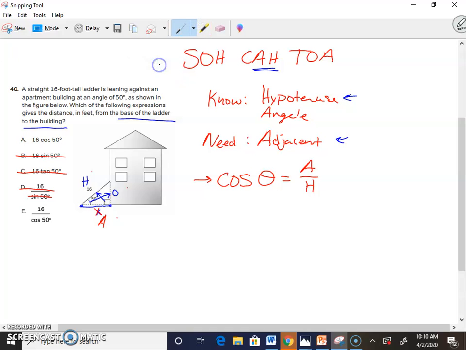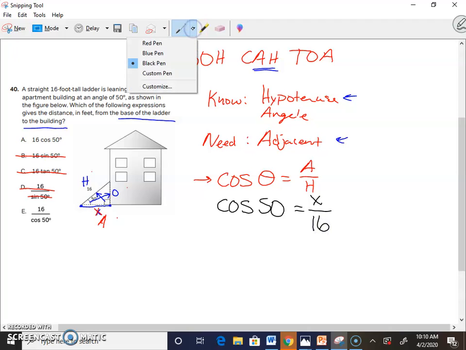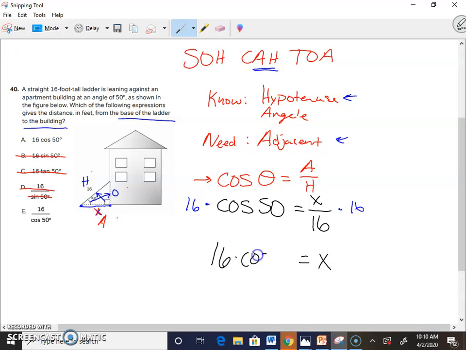Okay, I've got cosine of theta. Remember, theta is just your angle, so cosine of 50 equals my adjacent, which is X, over my hypotenuse, which is 16. Okay, so I'm trying to get X by itself, so if I want to get X by itself, I'm going to multiply both sides by 16. Okay, and normally we would multiply this out, but for the ACT problem, you can stop right here. This is your answer for those ACT problems.